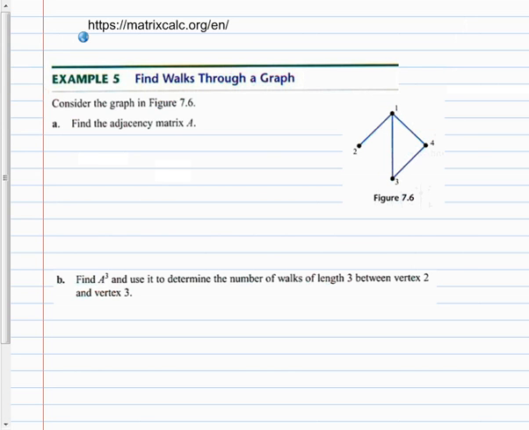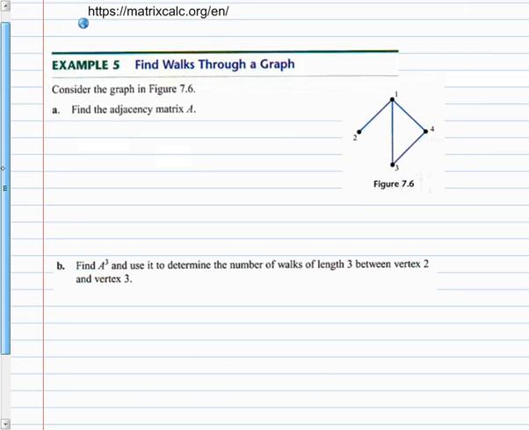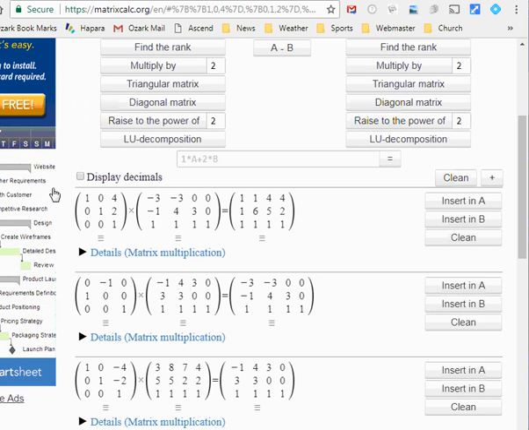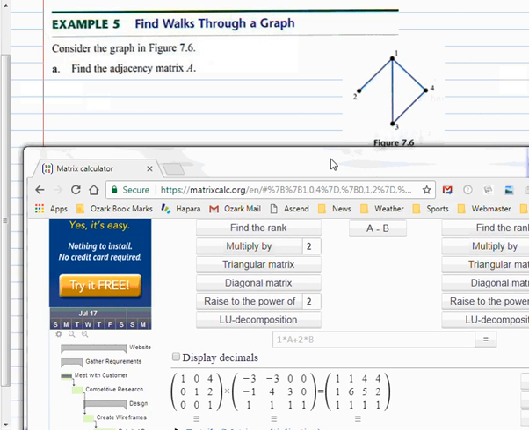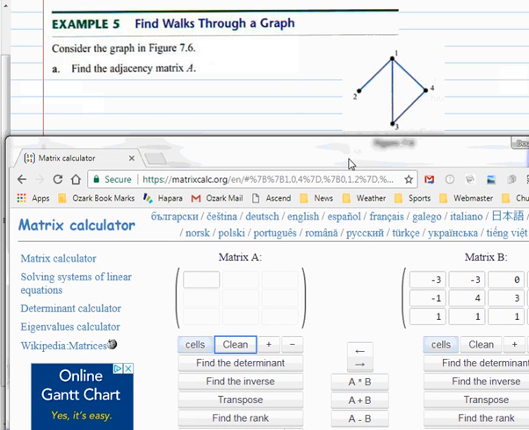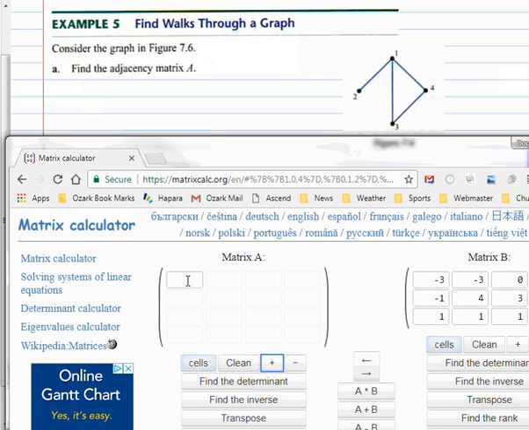So, using that same calculator, find the walks through a graph. It says, consider this graph, find the adjacency matrix. So I'll do it over here. We'll find our adjacency matrix. You'll help me find the adjacency matrix of that graph right up here. So first of all, how big is this matrix going to be? This is going to be a 4 by 4, so there's my 4 by 4.